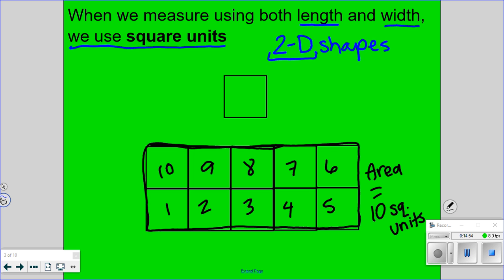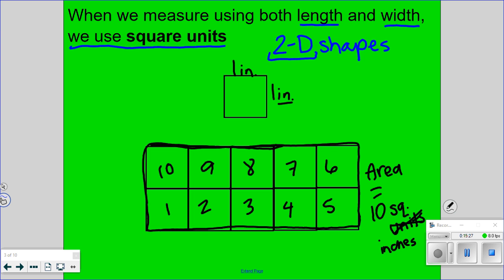So the area is like the space inside of it? It is exactly like that, the space inside. I love that definition, Lincoln. We are measuring the space inside. We use squares to fill up the space inside and then count it. If this square was, let's say, 1 inch by 1 inch, then instead of 10 square units, I would say 10 square inches.